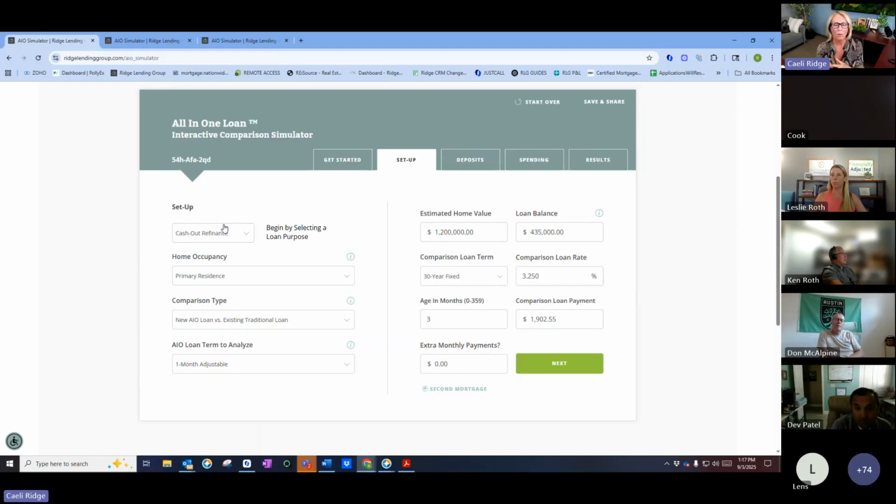Okay, so Ron and Jen, they refinanced their primary residence when those ridiculously low rates were available to us during the pandemic. And within about 4 months of having that loan, we refinanced them into this product, the all-in-one. Okay, these are the numbers at the time.